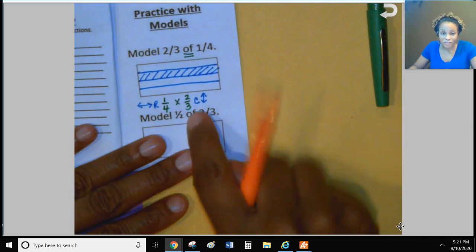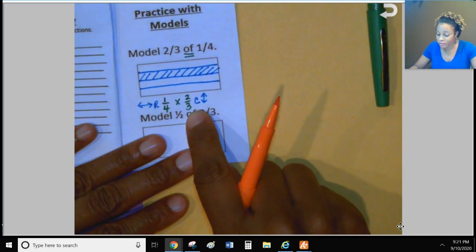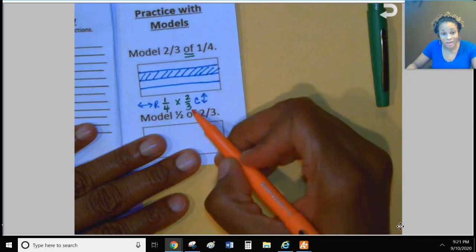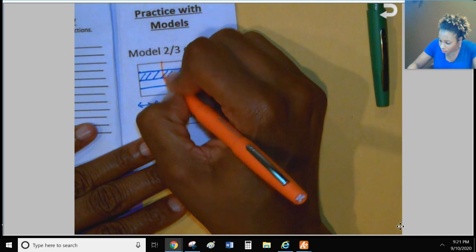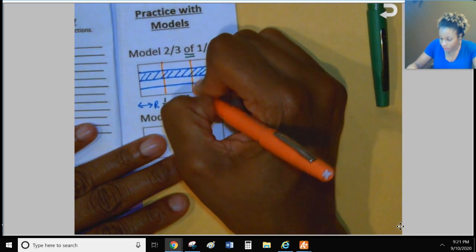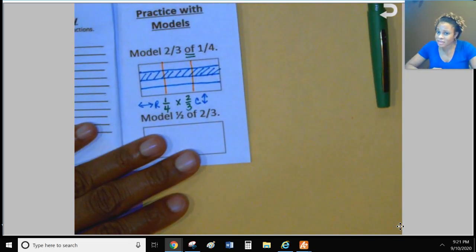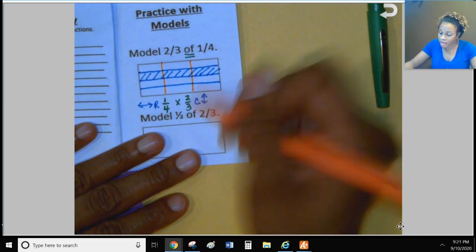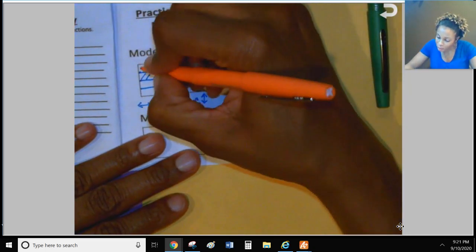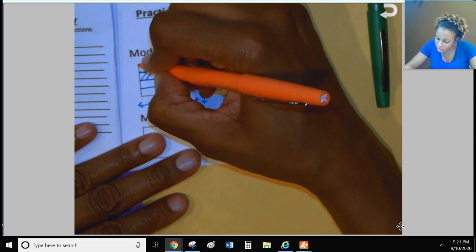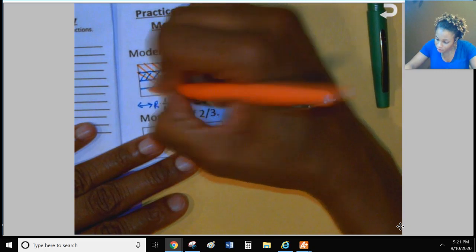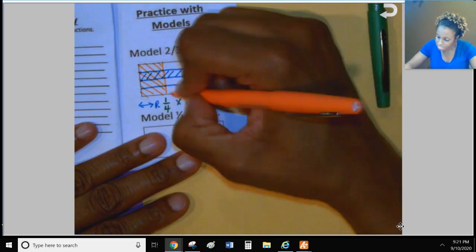So then my second fraction is 2/3, and these are our columns. They're going to go up and down. So again, my denominator tells me 3, so I need 3 columns. So I'm going to make 1, 2, 3. And of these, how many would be shaded? 2 out of the 3 would be shaded. So I'm going to do some diagonal lines the opposite direction for these to represent my shading.